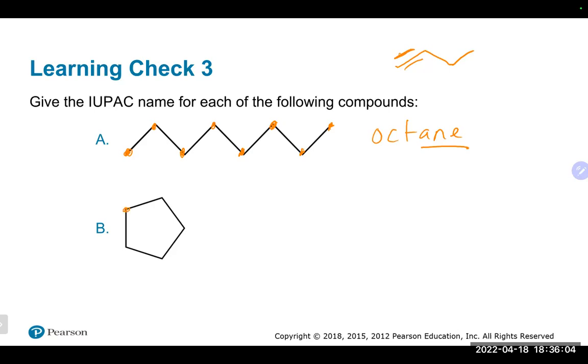Same thing here, just going to count carbons. So that's 1, 2, 3, 4, and 5. So 5 is pentane. Difference though here is one of those shapes and it's a ring type structure. So we put the cyclo in front of it and this would be cyclopentane. Any question on either of those two?